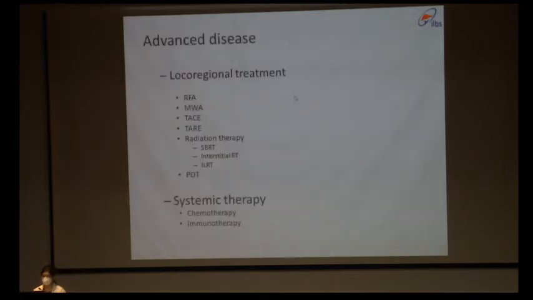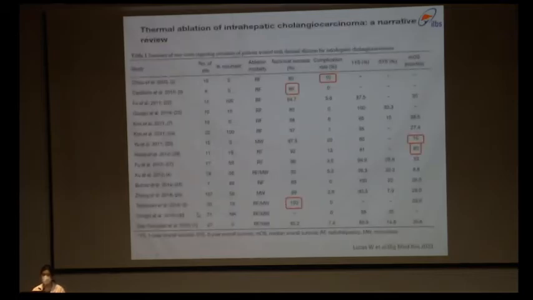For advanced disease, the locoregional therapy is RFA or microwave ablation, TACE, TARE, radiation therapy, photodynamic therapy, and systemic therapy. These are the few studies which have been published in the last 20 years, and in these studies they have shown that there is a technical success rate ranging from 66% to 100%, with a complication rate of less than 10%, and median overall survival ranging from 10 to 16 months.